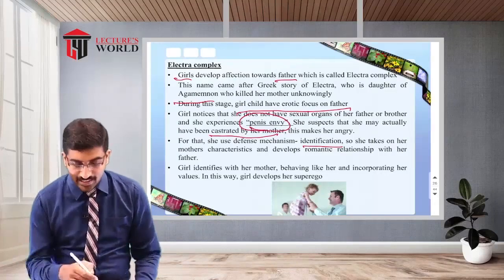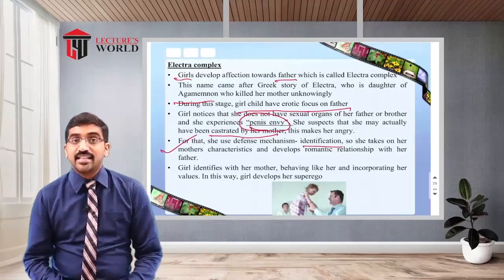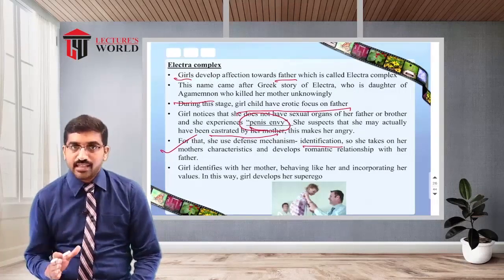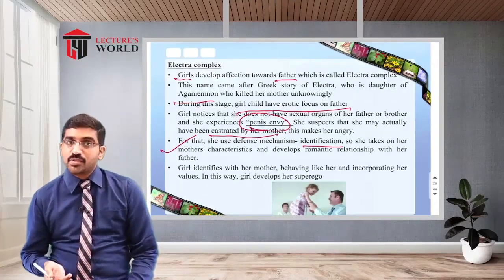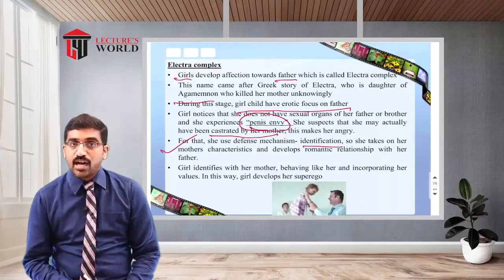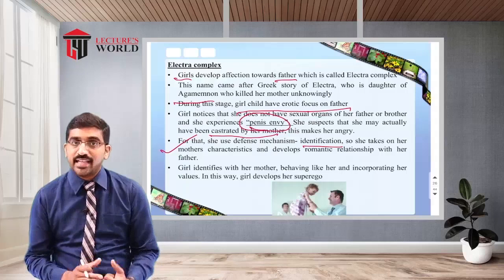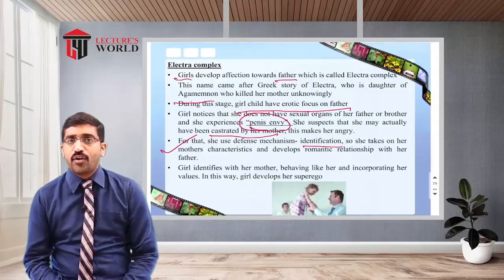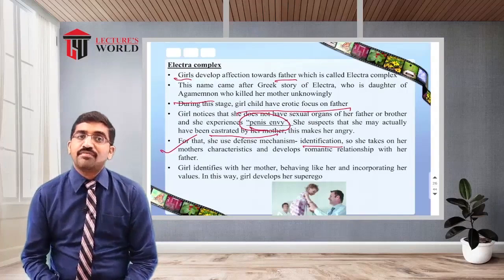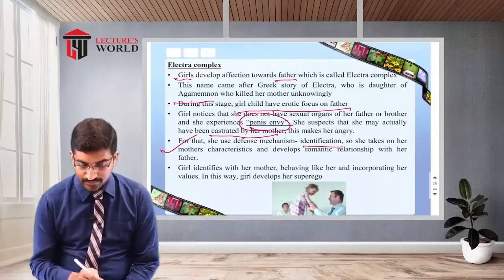So here in the Electra complex, the girl will identify with all the factors of her own sex. That is the mother: how the mother talks, how the mother cooks, how the mother combs her hair, how she does the makeup, how she maintains her body. Everything she will follow, and she will start doing like that, and slowly she will feel that father is getting attracted towards her.